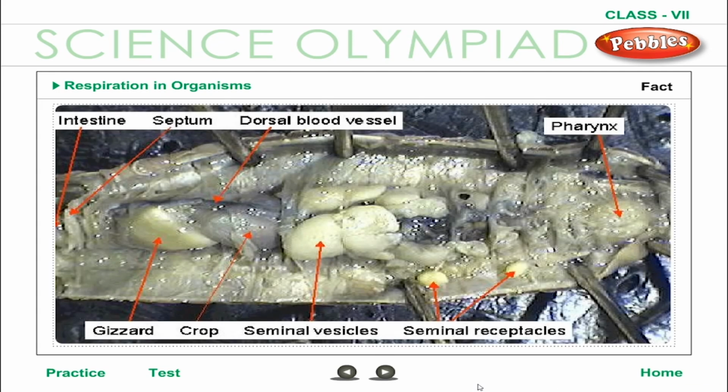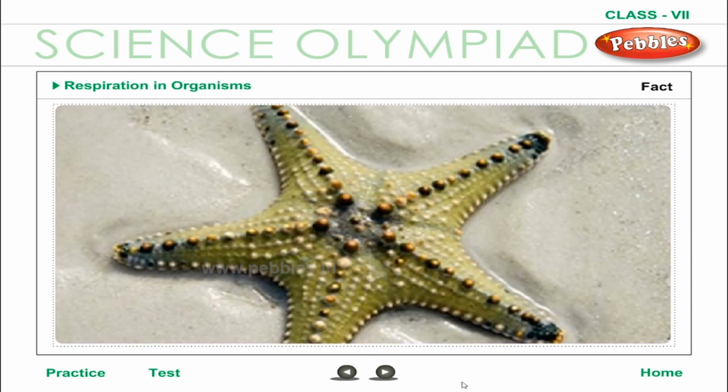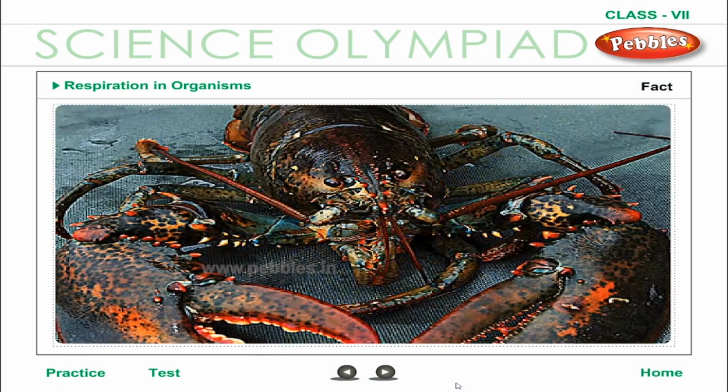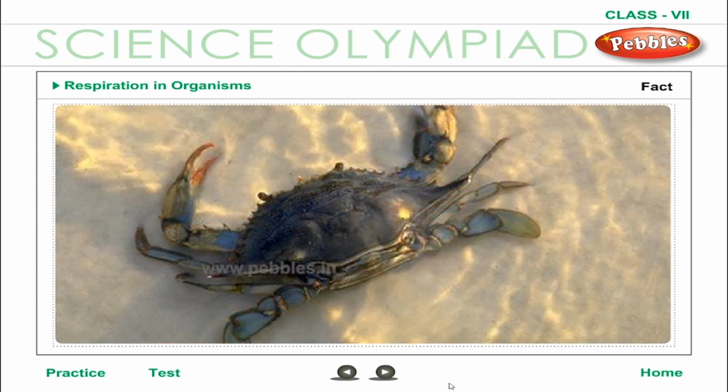Fact: not all animals have red blood. The color of blood depends upon the type of pigment within the blood that transports oxygen from the lungs to the tissues. Earthworms, leeches, and insects have green blood. Starfish and many other invertebrates, animals without a backbone, have clear or yellowish blood. Lobsters and crabs have blue blood because it contains copper instead of iron.